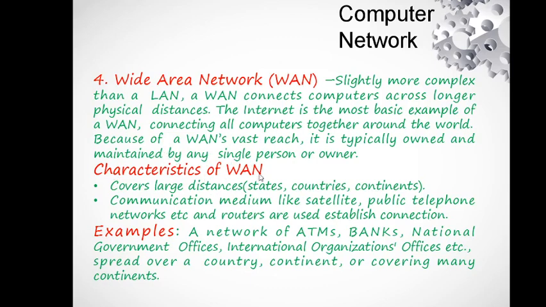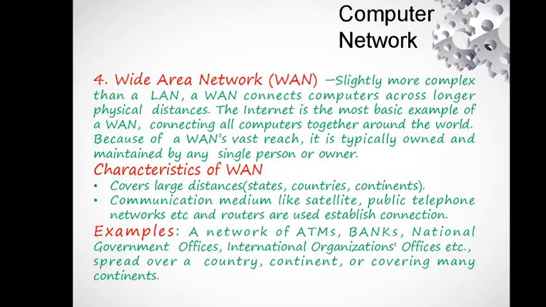What are the different characteristics of a WAN? It covers the largest distances, states, countries or continents. Different communication media like satellite, public telephone network, etc. and routers are used to establish the connections. An example is a network of ATMs, banks, national government offices, international organization offices, etc. spread over a country, continent or covering many continents.